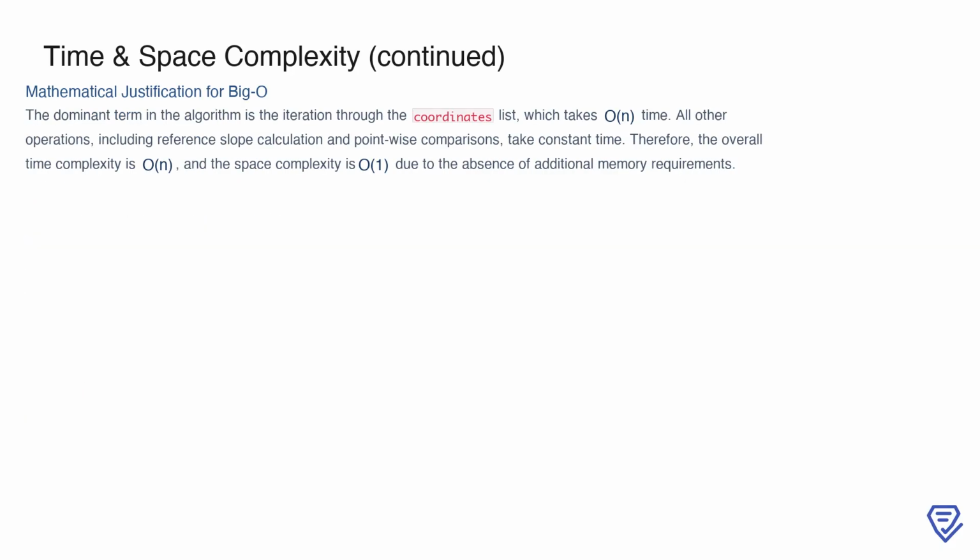To mathematically justify the big O notation, we observe that the dominant factor in the algorithm is the iteration through the coordinates list, which involves n steps.